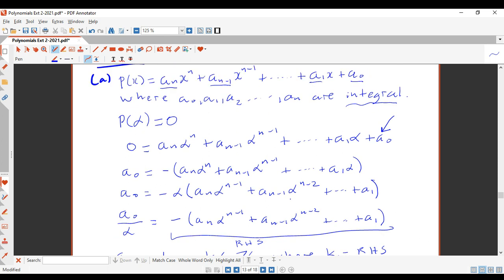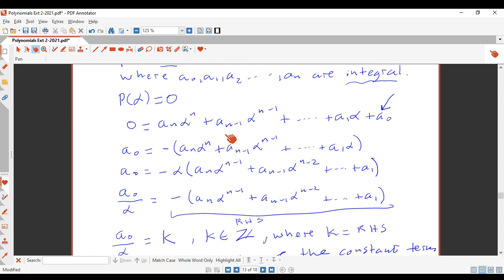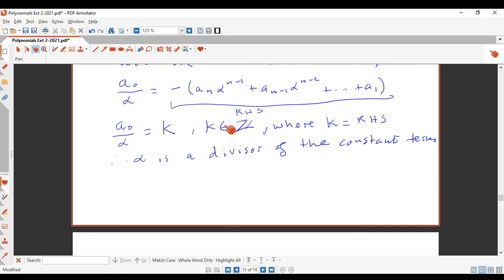Okay, all right. Now part B says show that if beta equals p on q is a rational zero of P of x, where p and q have no common factor, then p is a divisor of the constant term and q is a divisor of the leading coefficient. Okay, so we're going to set this up in a very similar way to the first proof.